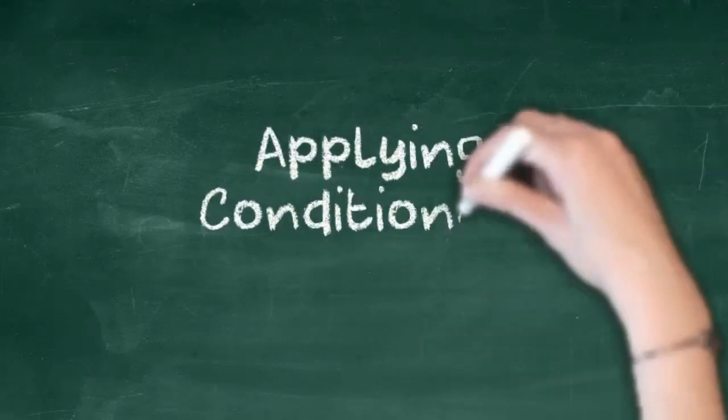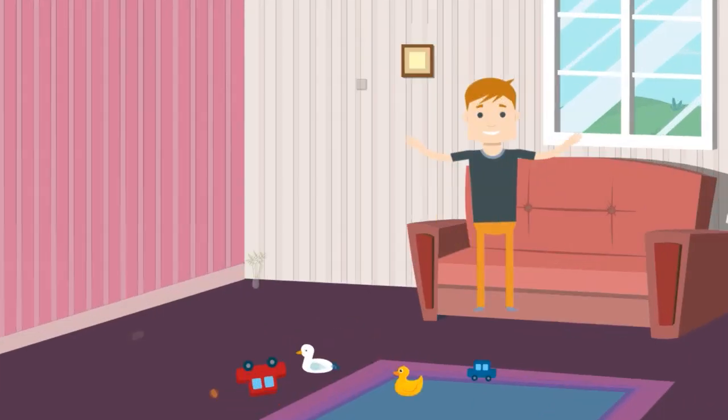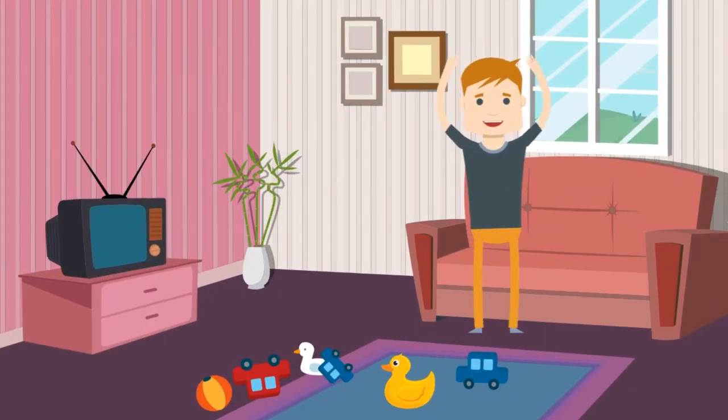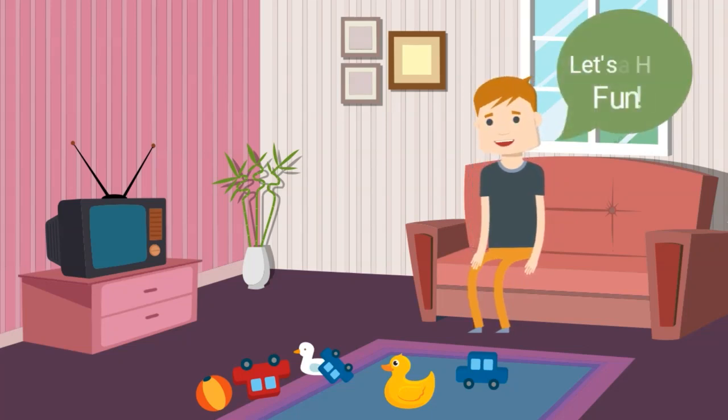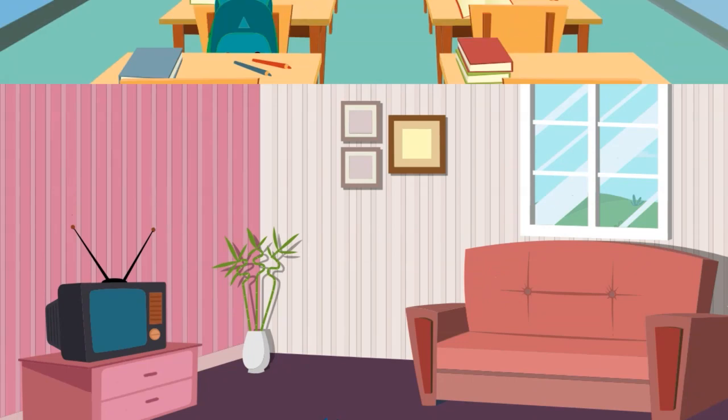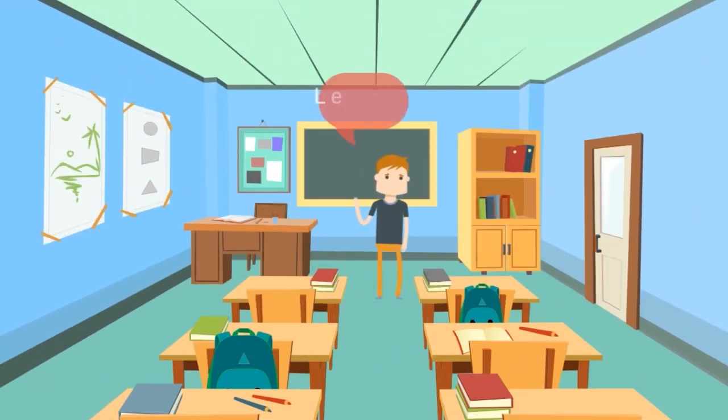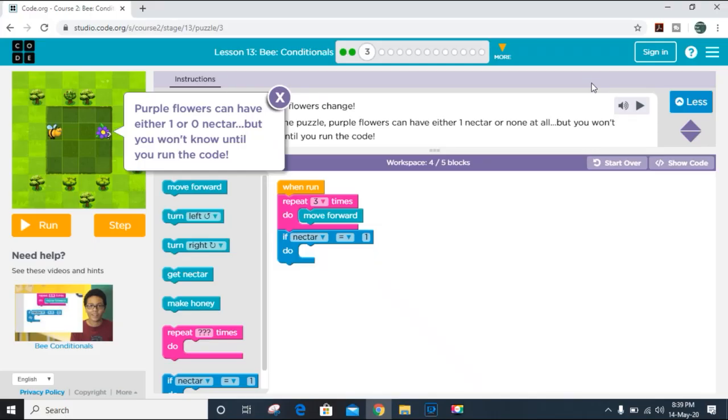Now, we shall learn about applying conditionals. You have all come across a situation. If it is a Sunday or a Saturday, you stay at home, else you can go to school. Here, the day of the week is a condition. Here the purple flowers can have 1 nectar or 0 nectar. We won't know until we run the program.